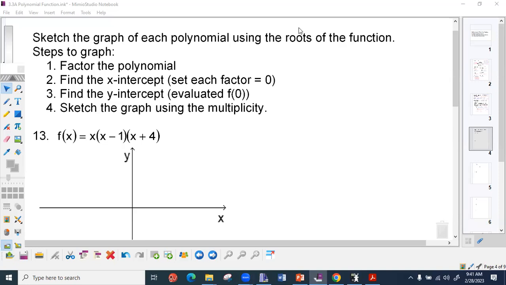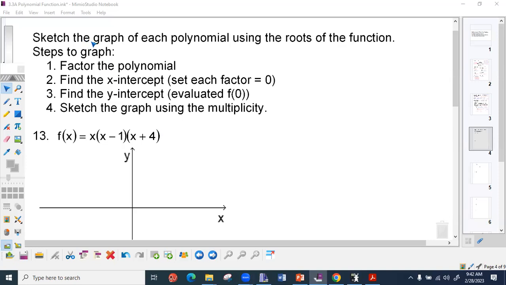You're probably wondering, why did we spend 2 weeks learning how to factor for this? This is why we spent 2 weeks learning how to factor. This is the only one in our notes that is already factored for us. The rest we're gonna have to factor. These are the steps that we're going to follow.